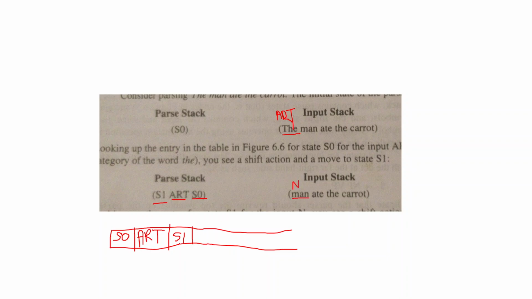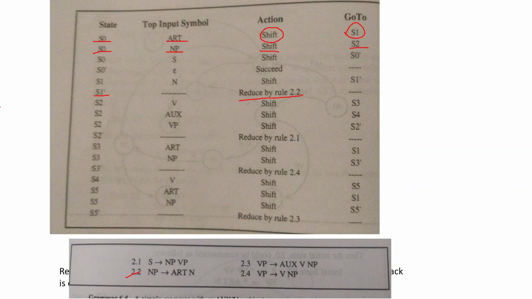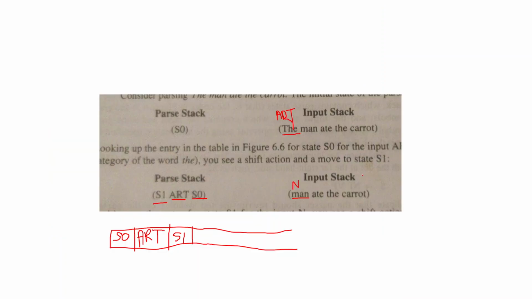So you are in state S1. Now in state S1, if you come across a noun, what do you do? You have to shift the noun and move to S1 dash. So we move the noun onto the stack and you have to give the state S1 dash. So we have finished with man also.